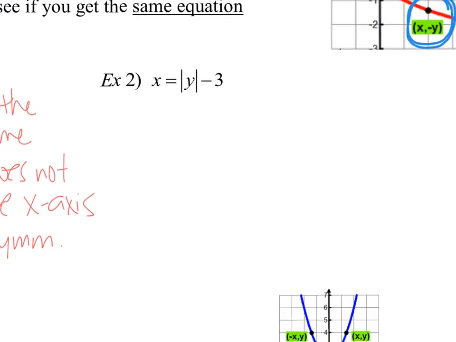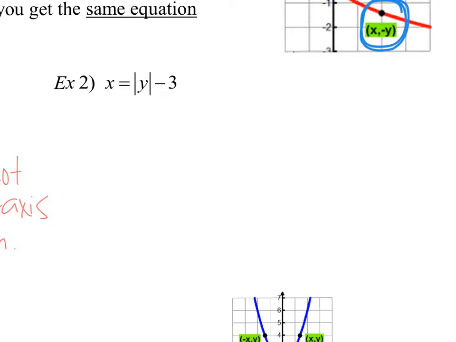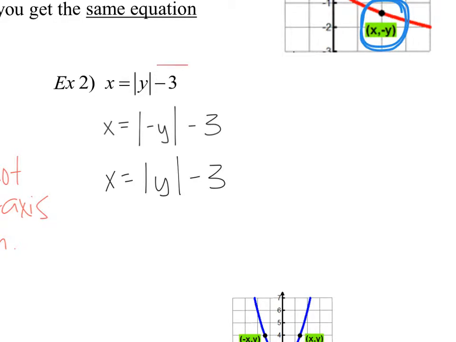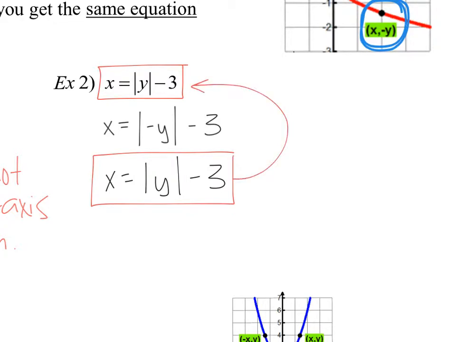Let's try the second one, because this one's a little bit different, so it'll be a little bit of a better example. Let's take our original equation and plug in negative y for y, and then simplify. Well, isn't the absolute value of negative y, isn't that just the same as the absolute value of y? The negative on the inside of the absolute value kind of disappears because it's an absolute value. Therefore, these are the same equation. Therefore, it does have x-axis symmetry.